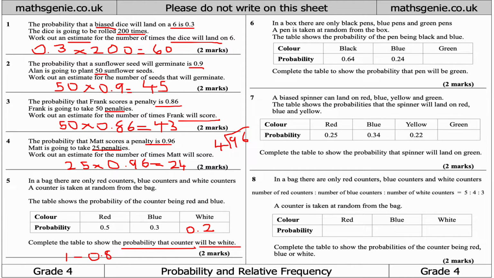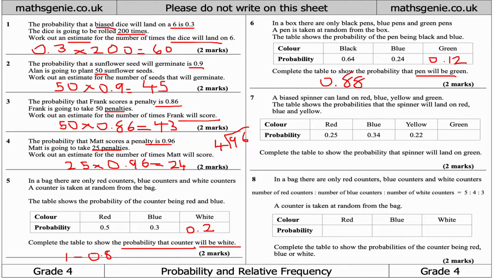This is question number 6, guys. Again, we've got another probability question here. It says complete the table to show the probability that the pen will be green. Well, 0.64 plus 0.24 is 0.88. 1 take away 0.88 is 0.12.